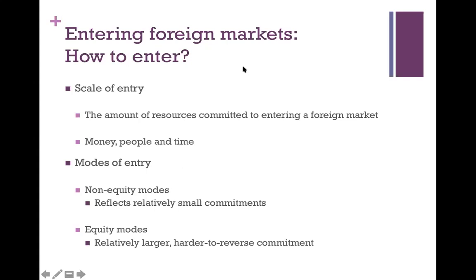What mode of entry do you need to consider? There are two types of modes of entry, and for your assessment, you need to consider the second one, the equity modes. The first one is non-equity modes, which is basically relatively small commitments. Therefore, the risk is relatively small. And the next one is the equity modes, where you have a larger size of commitments. Now let's have a look at this one.